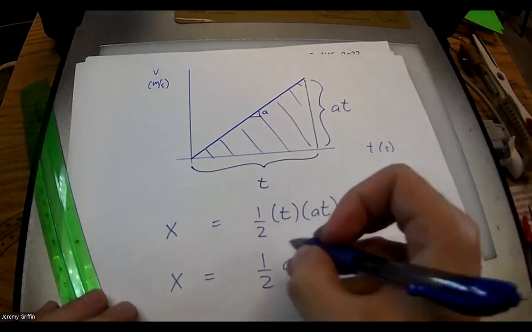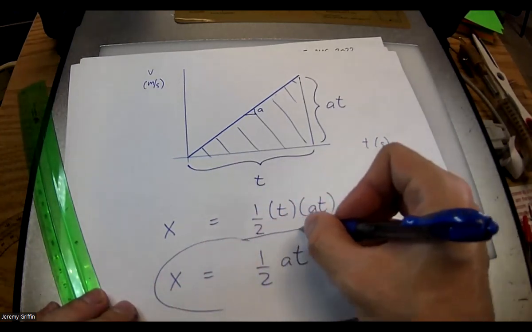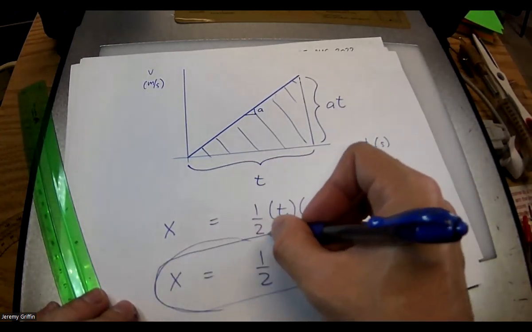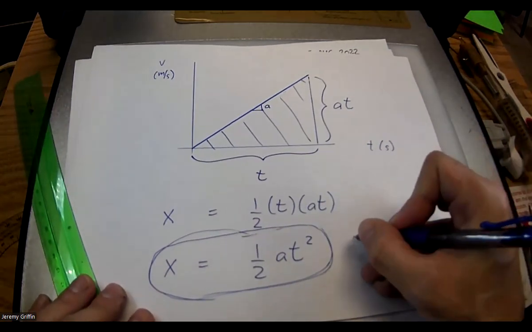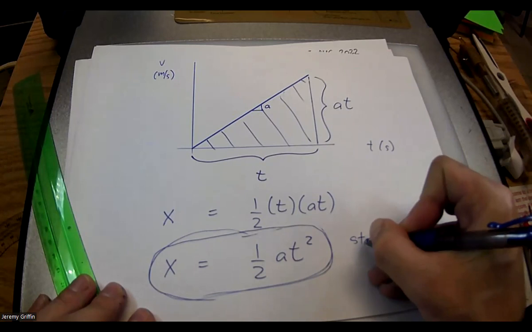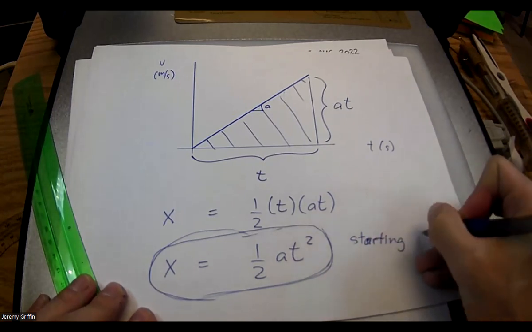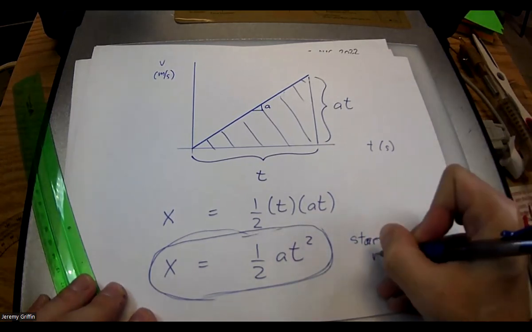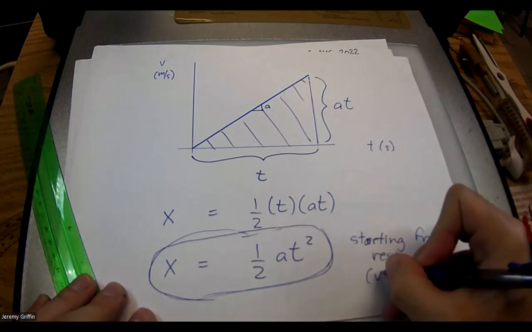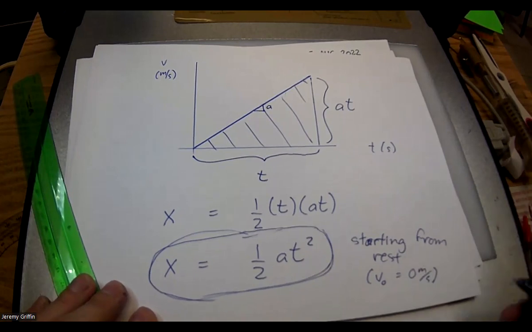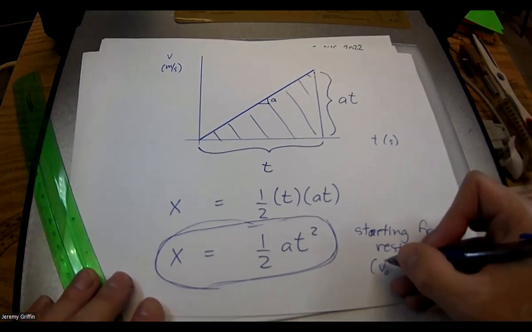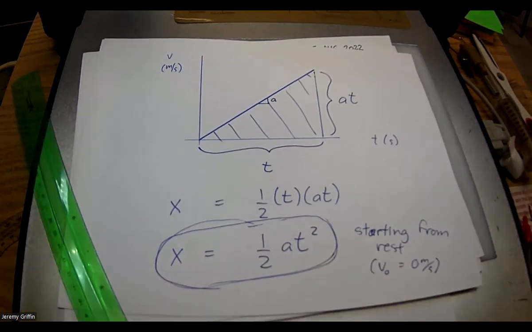T squared. Okay. And now we have a relationship for how far something's fallen as a function of time, given a constant acceleration. Now this is only true starting from rest, which is also called v initial equals 0 meters per second. Right, like that. Same thing. As long as that's true, you guys can get that, right?